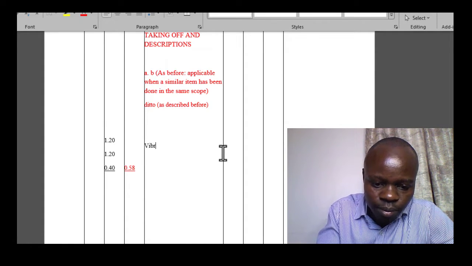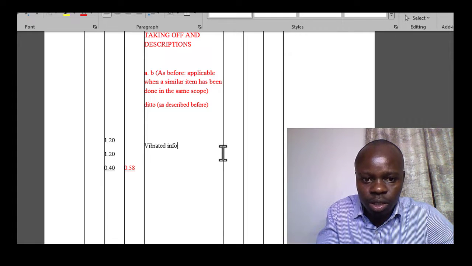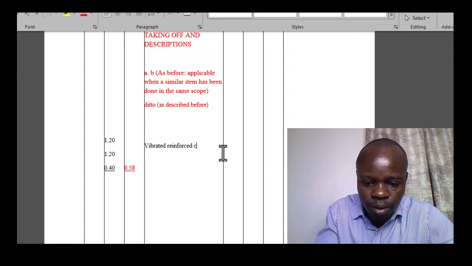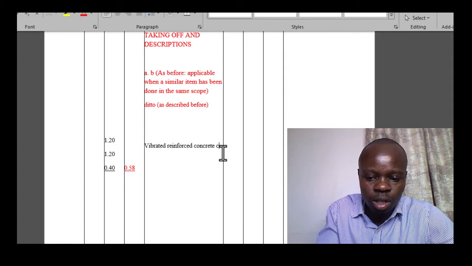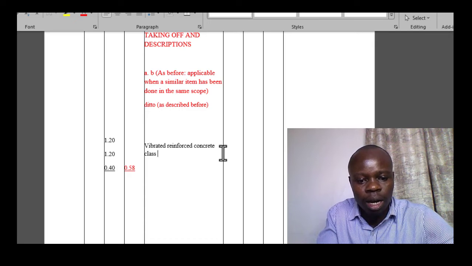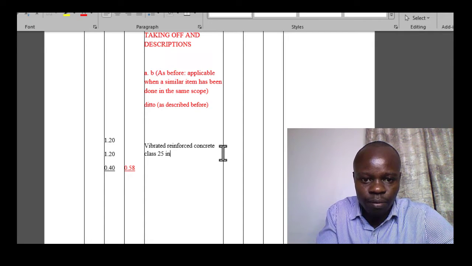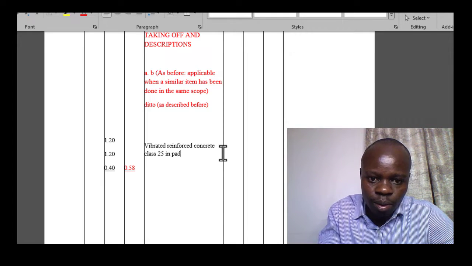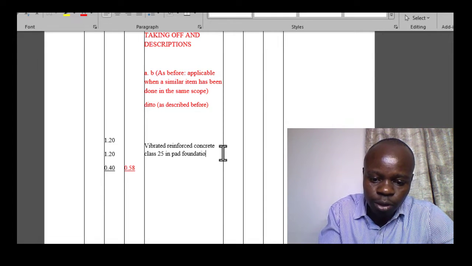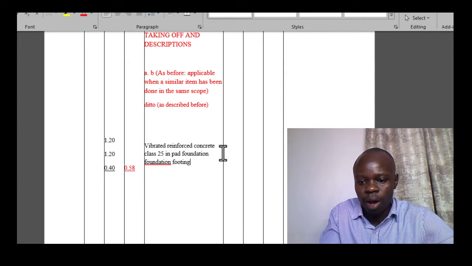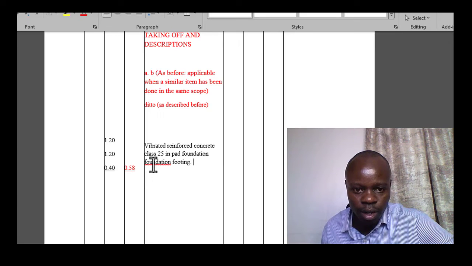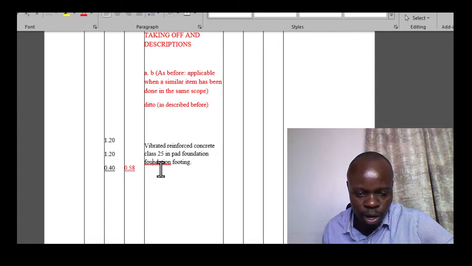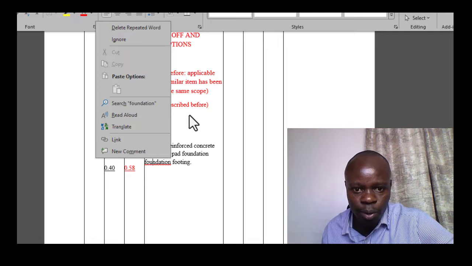Vibrated reinforced concrete class 25, okay, in pad foundation footing. Well, so you have that. You've already given your description. You've also done your quantities as appropriate.